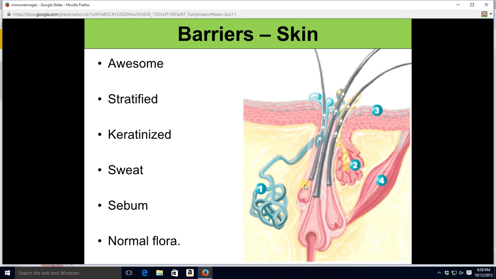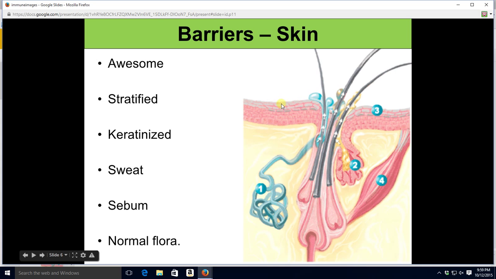All right, so we're starting with innate stuff, barriers. You guys did the skin in ANP1. It's an awesome barrier. Its awesomeness is due to several reasons. Number one, it is stratified. Obviously, the epithelium here in the epidermis is stratified squamous epithelium. It is thick, hard for bacteria to dig their way through.